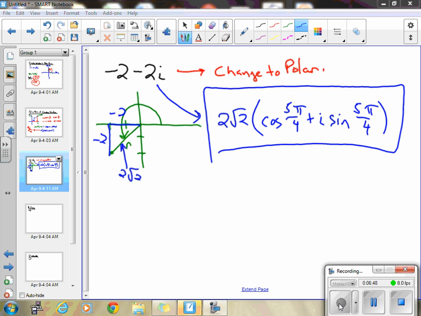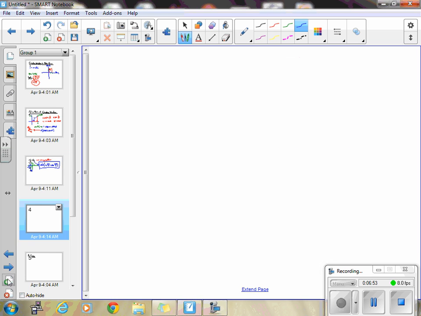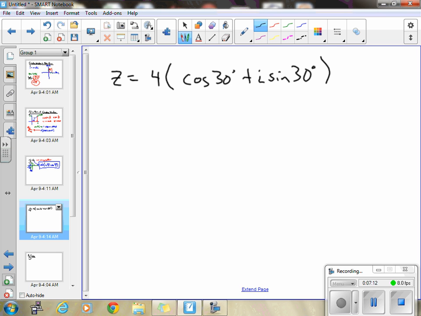Another thing you'd be asked to do is to go the other direction. If we give you a number in polar form, we want you to be able to change that into rectangular. So an example of that is, if I give you the number, let's say z is equal to 4 times the cosine of 30 degrees, I'll do this in degrees, plus I times the sine of 30 degrees. That's a polar form of a complex number. So what we want to do is change that into rectangular form.